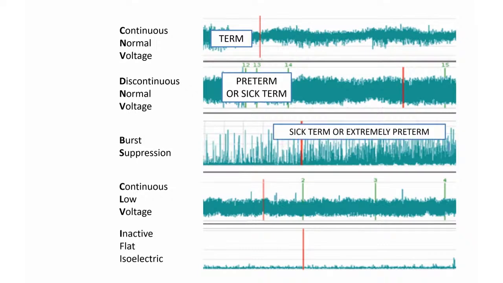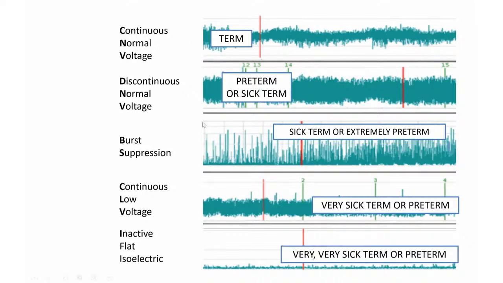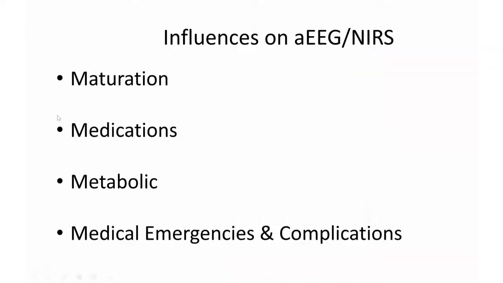Burst suppression, we see it in our very sick term babies, or sometimes we see a pattern that looks like burst suppression. This is for our extremely preterm babies. Low voltage is never normal, no matter how old you are. That's our very sick term babies or our very sick preterm babies. And then when you have inactive or flat tracings, these are for very sick term or preterm babies.